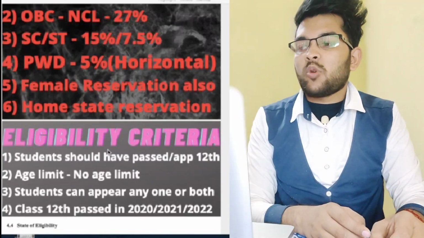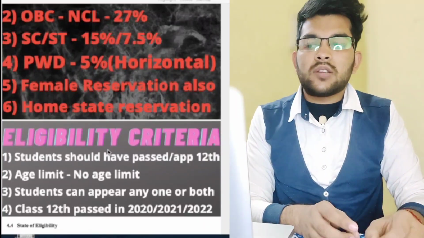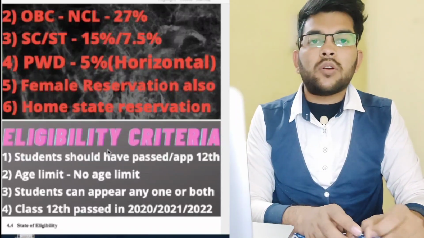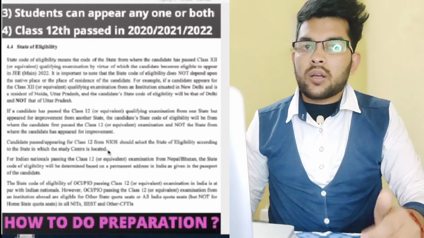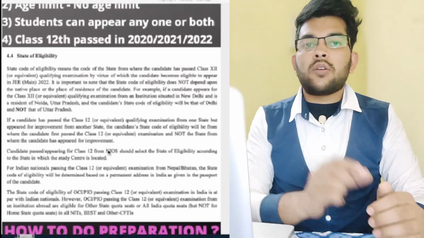So next, there is one more criteria, that is the class 12 pass year should be 2020, 2021 or 2022, that is, you are appearing in this year. So this is about the eligibility. So now let's talk about the state code of eligibility.